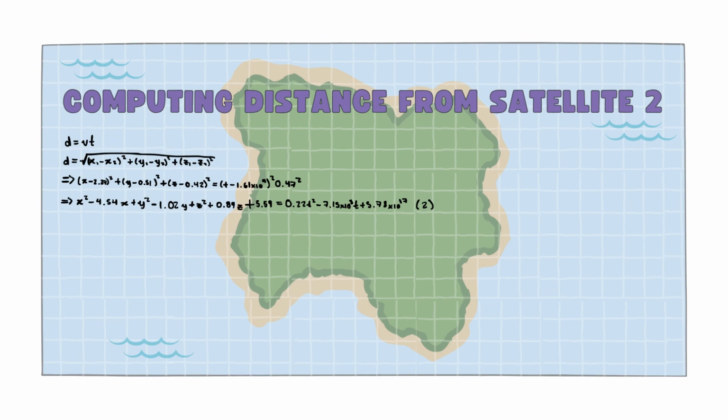For this, we're going to be left with equation 2 be x squared minus 4.54x plus y squared minus 1.02y plus z squared plus 0.89z plus 5.59 is equal to 0.22 t squared minus 7.15 times 10 to the 8th power t plus 5.78 times 10 to the 17th power.